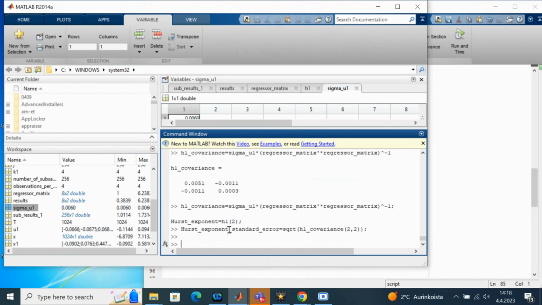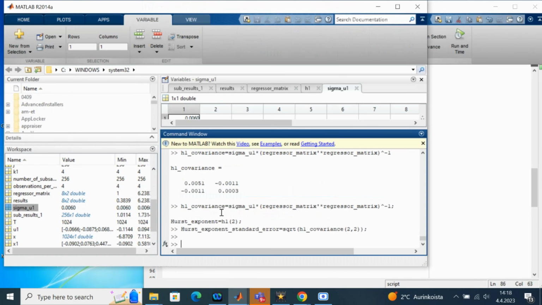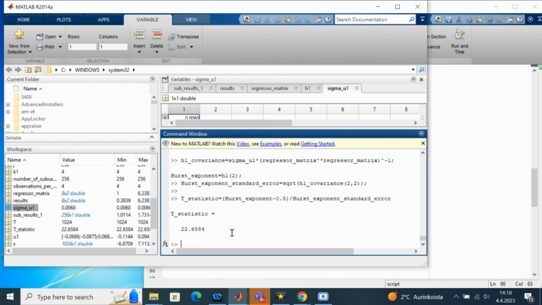Let's copy that into Matlab, and then we are able to estimate the corresponding t-statistic, which is simply our estimated Hurst exponent minus 0.5, okay, divided by the corresponding standard error. This is what happens here. Let's see what it is. 22.66 in round figures.